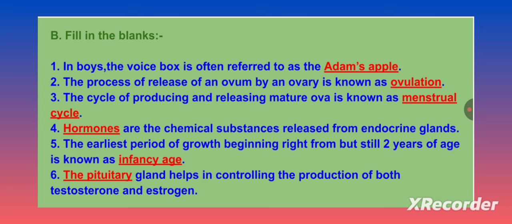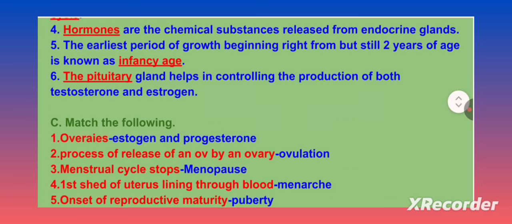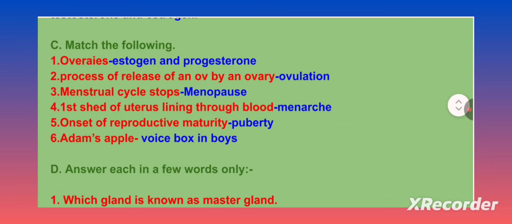The earliest period of growth, beginning right from birth until 2 years of age, is known as infancy age. The pituitary gland helps in controlling the production of both testosterone and estrogen. Ovaries, estrogen and progesterone.